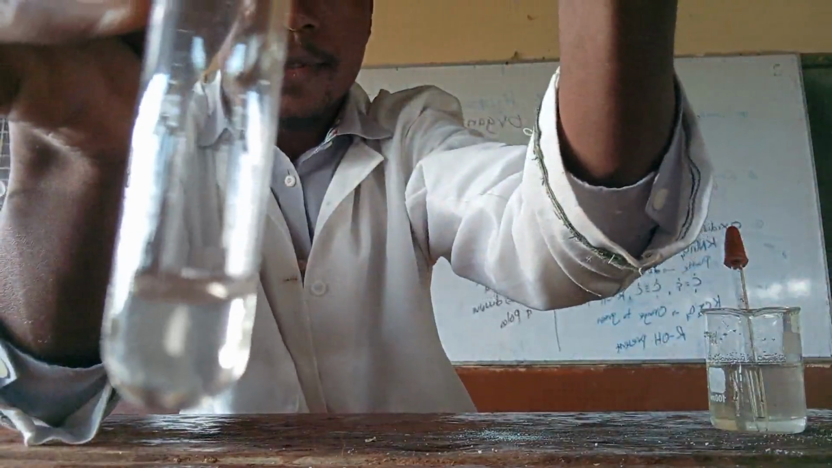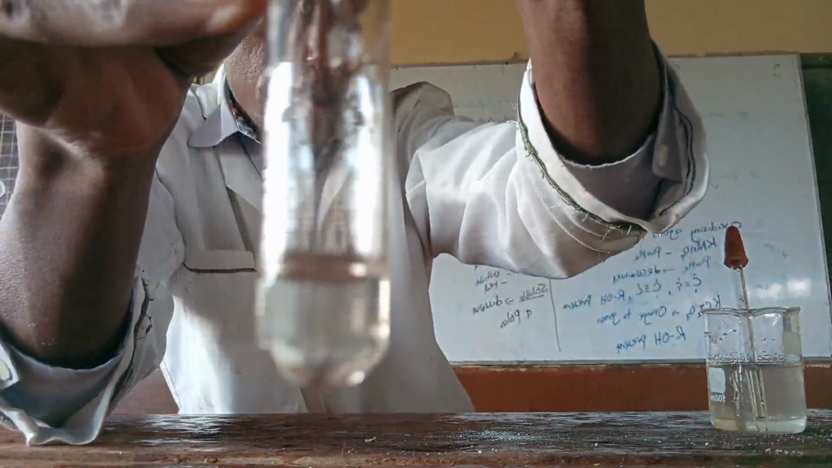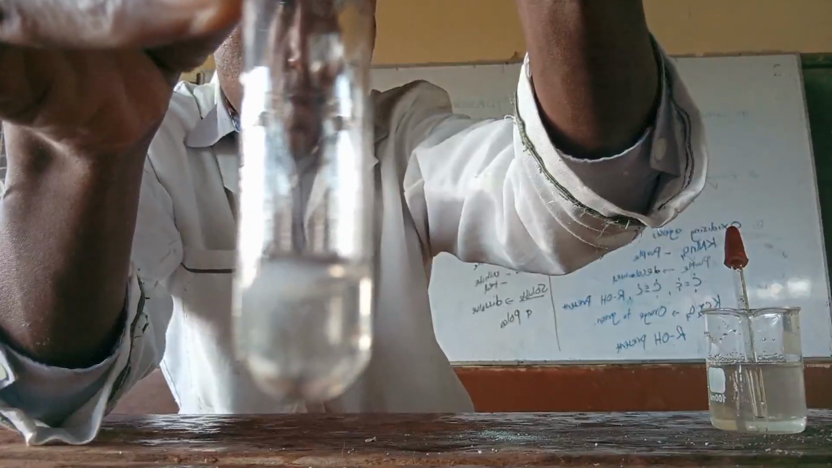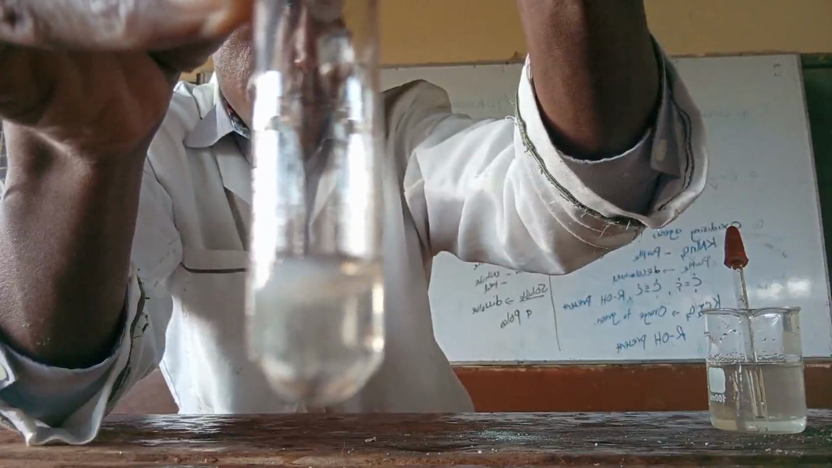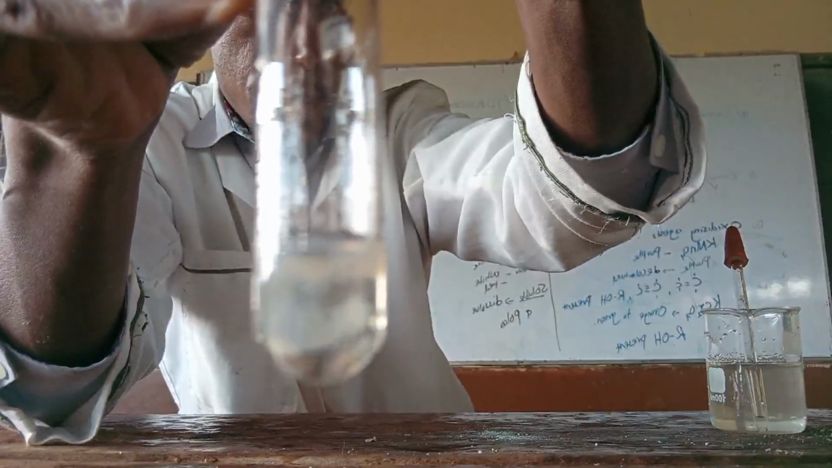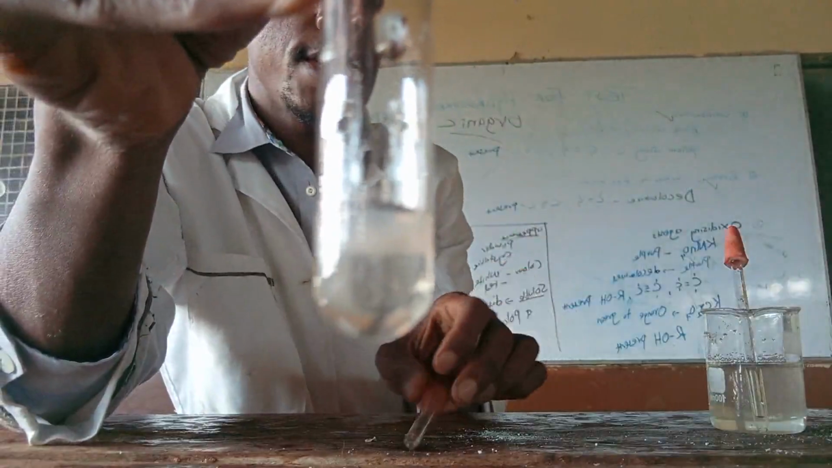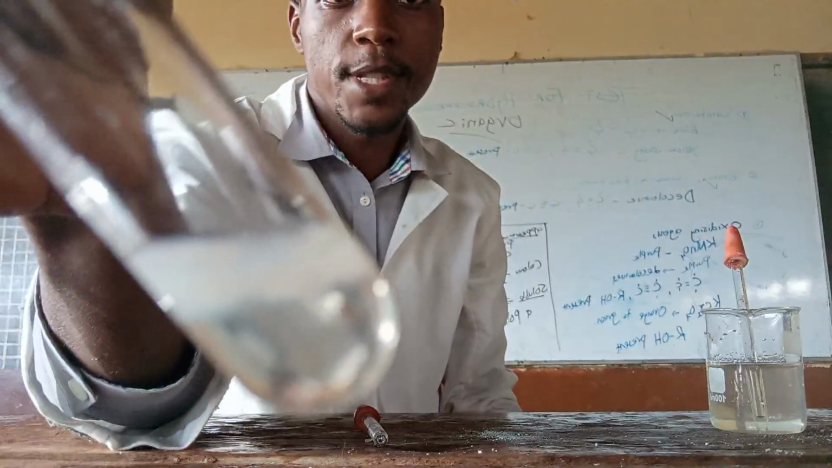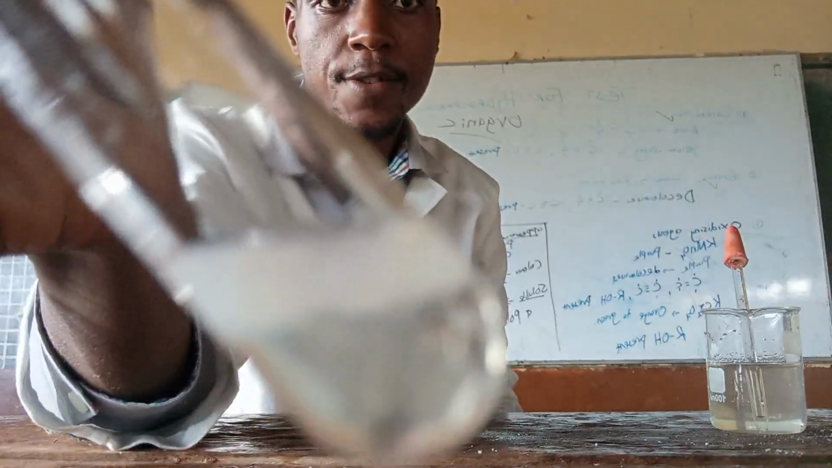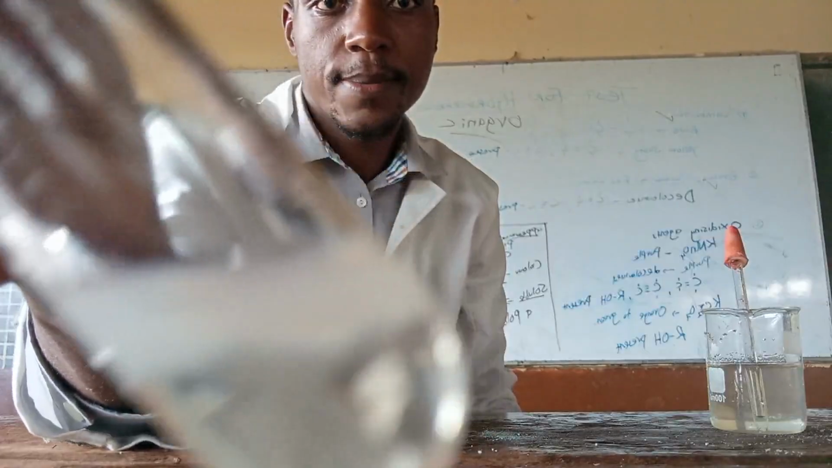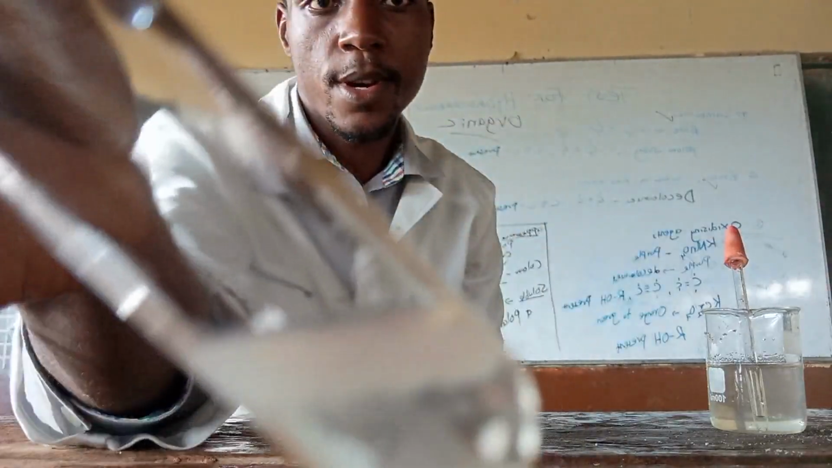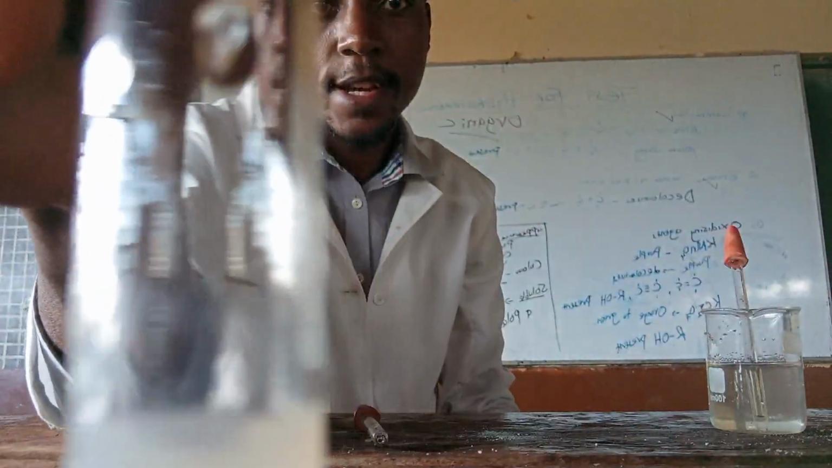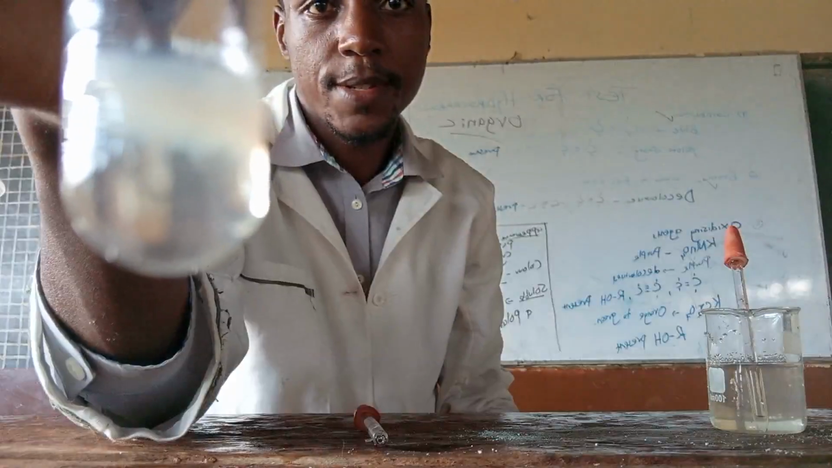My 3 drops: 1, 2, 3. Even without shaking, I have already formed my white precipitate. Here we have my white precipitate. Even without shaking the content, I already have my white precipitate.